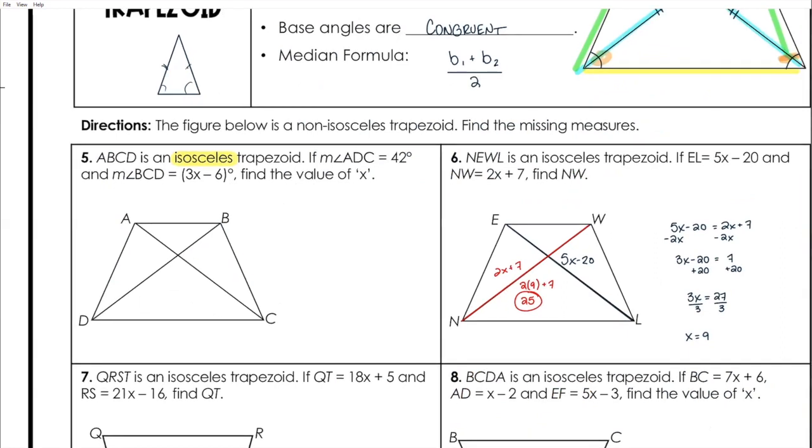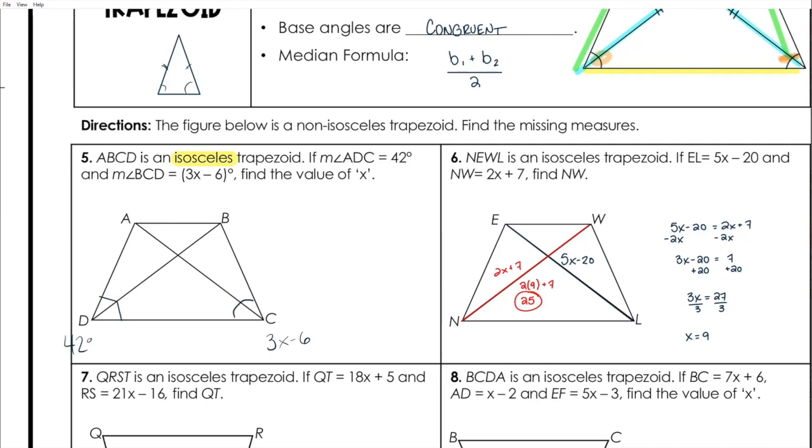Okay, it tells me that ABCD is isosceles. If it does not tell us it's isosceles, we cannot assume isosceles, but we could prove it if we needed to. It says angle ADC is 42, so that's this whole angle down here is 42. Because it's isosceles, we know ADC is the same as BCD. Okay, and look at that. They said BCD is 3x minus 6.